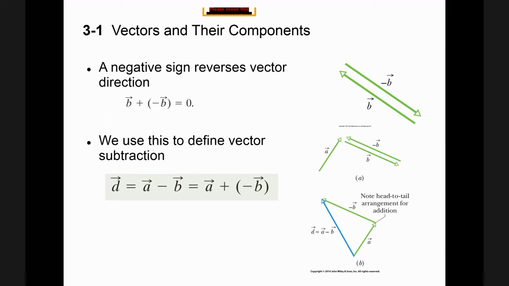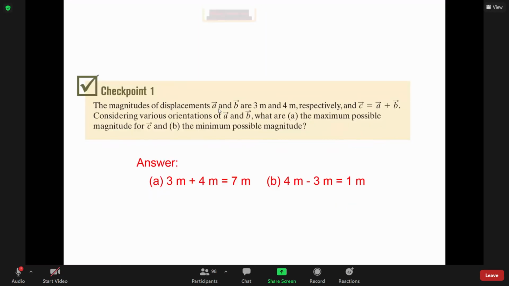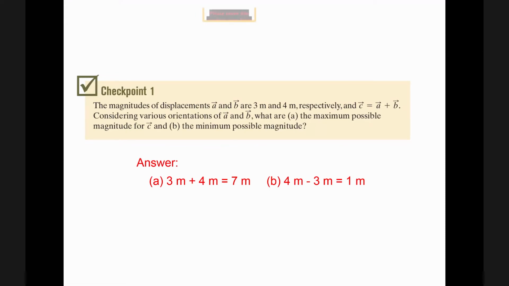Let me just quickly see the chat panel. Yes, 0, perfect. B minus B is 0, not 2B. Okay, then I have to correct this typo. Good. Now let's take this first checkpoint.